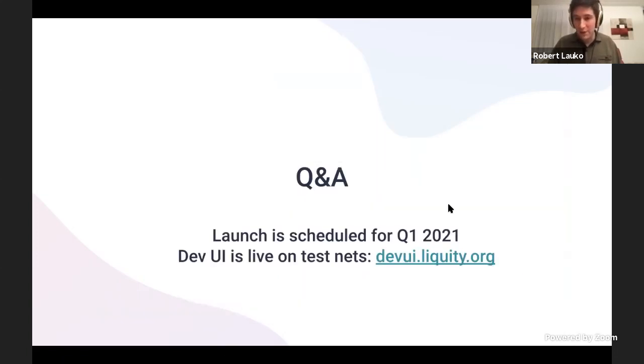So that's it. I'm here to answer questions, and I just wanted to say that we are planning launch for Q1 next year, and we already have a dev UI live on all important testnets, which can be accessed via devui.liquidity.org. Thank you so much for your attention.